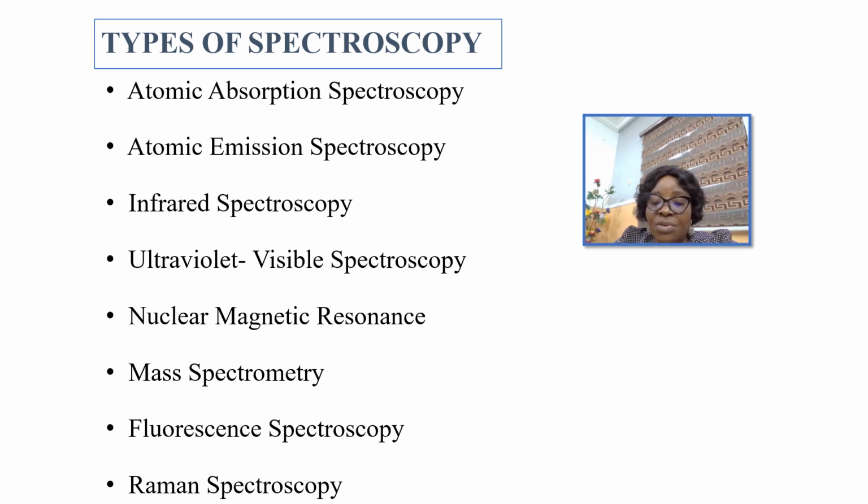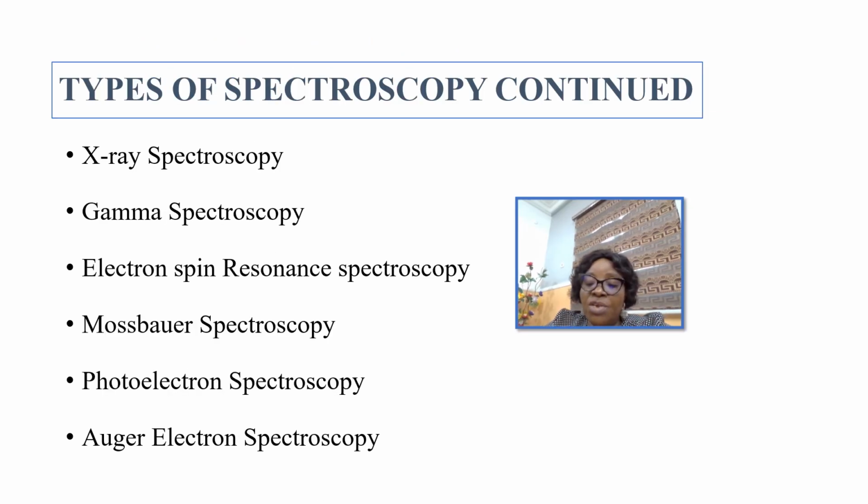Nuclear magnetic resonance. It measures the absorption of radiation by atomic nuclei. We have mass spectrometry. It measures the mass to charge ratio of atoms. We have fluorescence spectroscopy. It measures the emission of light by excited molecules. Raman spectroscopy measures the scattering of light by molecules. We have X-ray spectroscopy. It measures the absorption of X-rays by atoms. We have gamma spectroscopy, which measures the absorption and emission of gamma rays by atomic nuclei.